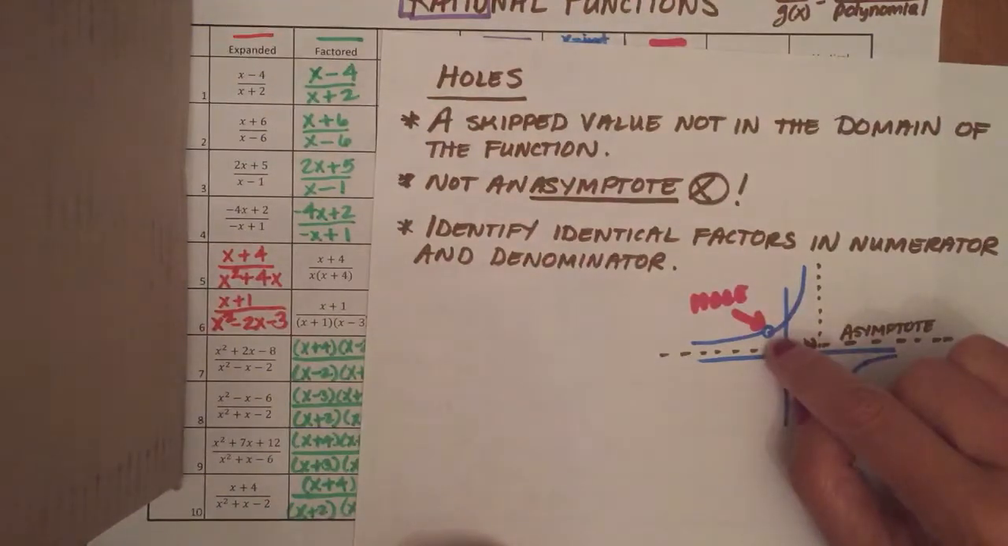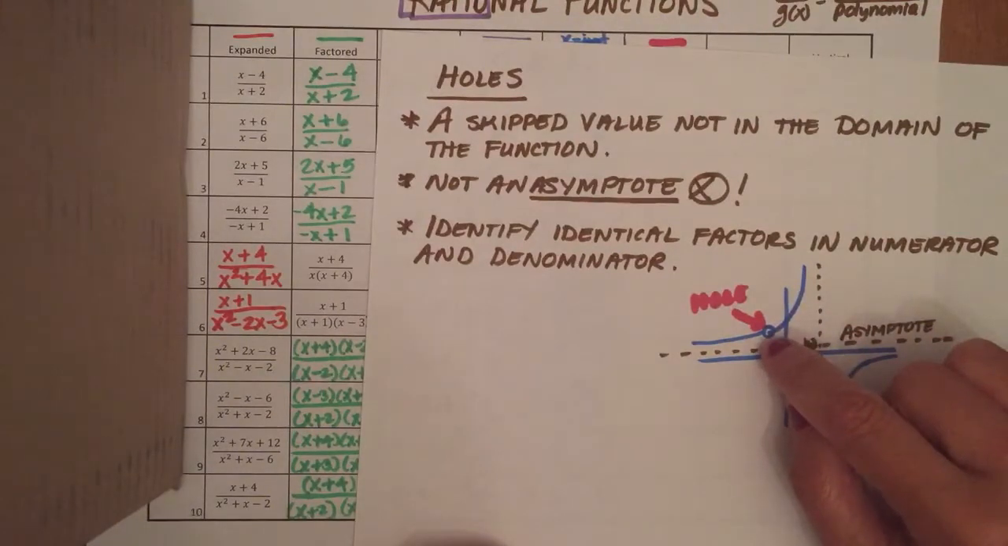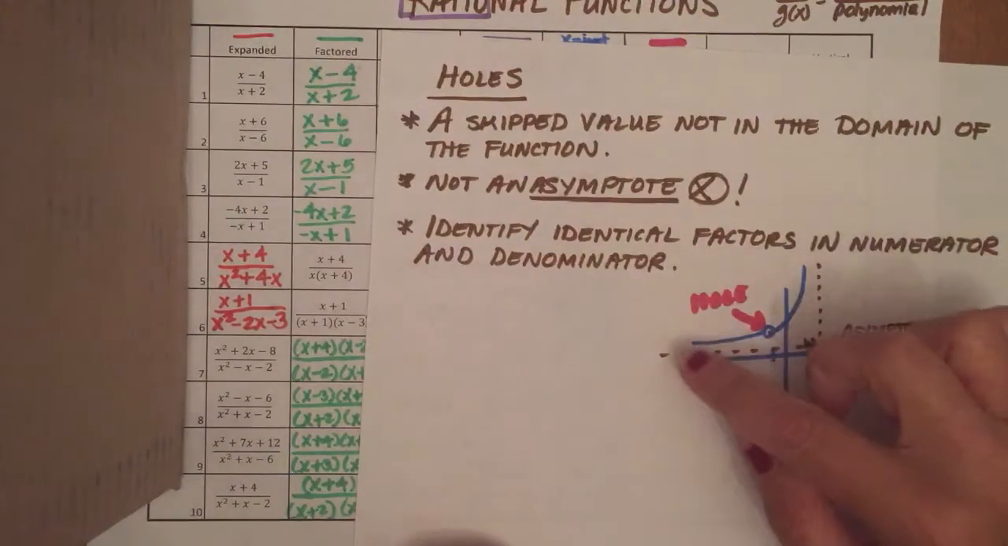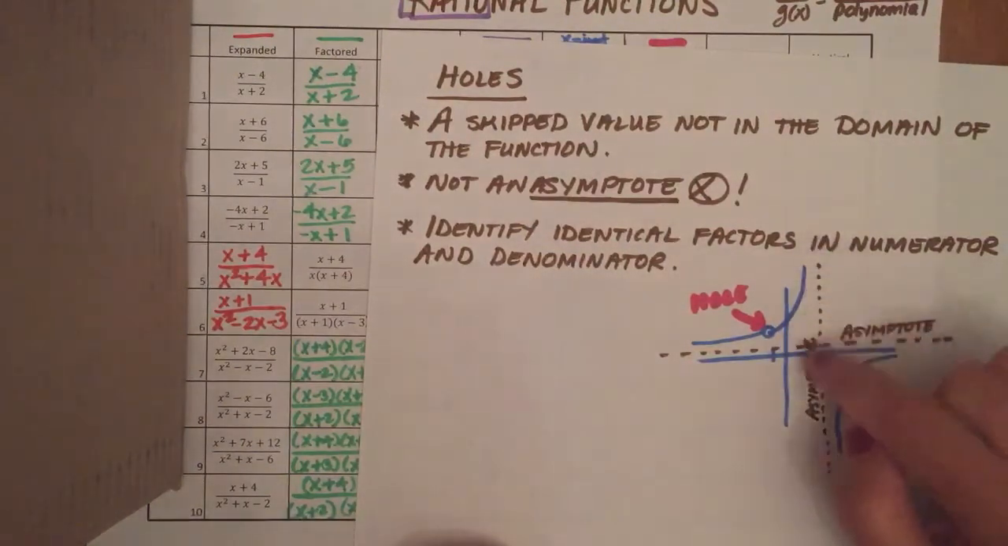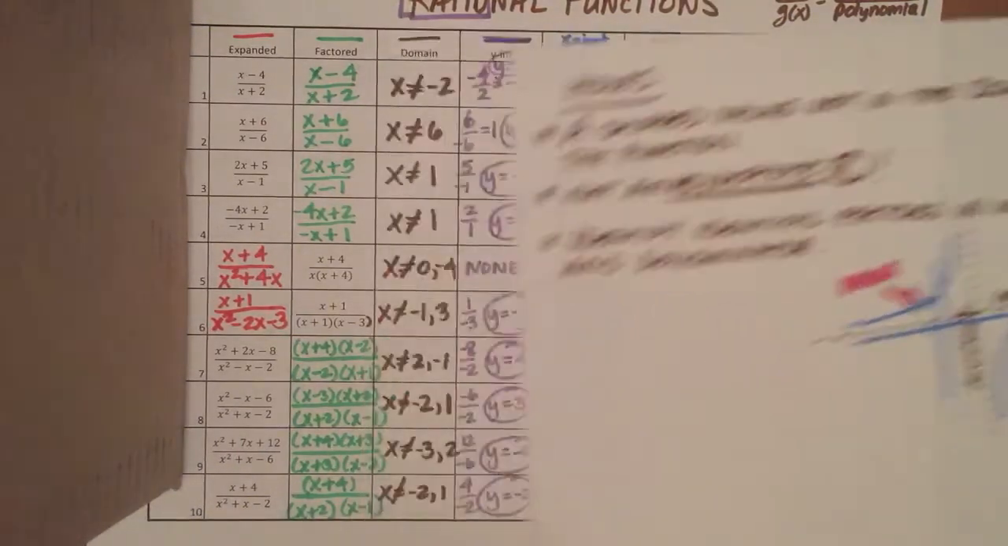Then you have your hole here. In the hole, you can see the function actually goes straight through the hole. It just skips the point and then keeps going. So there's a difference between a hole and an asymptote. A hole is a single point that the function skips, but then continues on its way. An asymptote is an entire line and set of values that the function will never reach. So let's find the holes first.